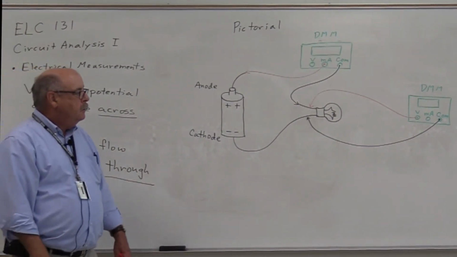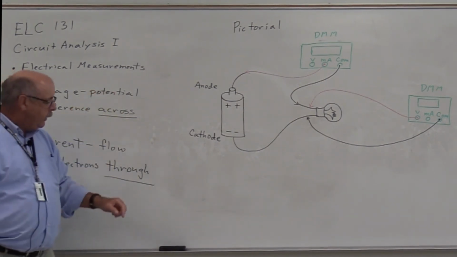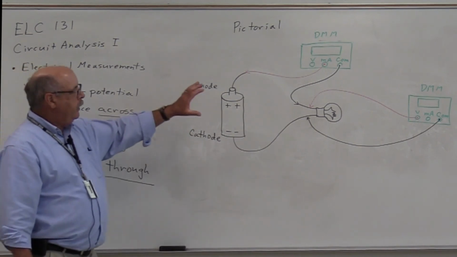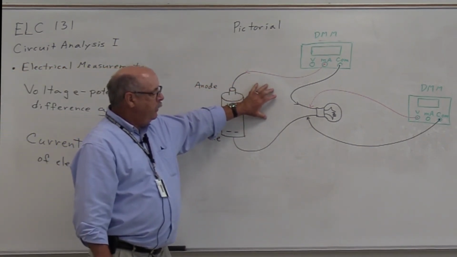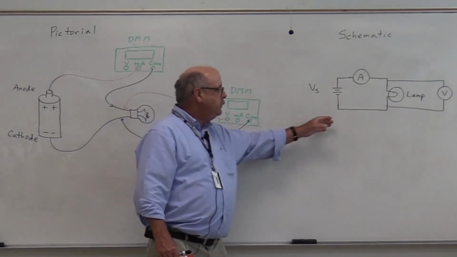So, again, to measure voltage, the meter must be connected across the component. The ammeter has to be connected such that current flows through the meter. We see the connection of the meters both in a pictorial diagram and in the schematic diagram.